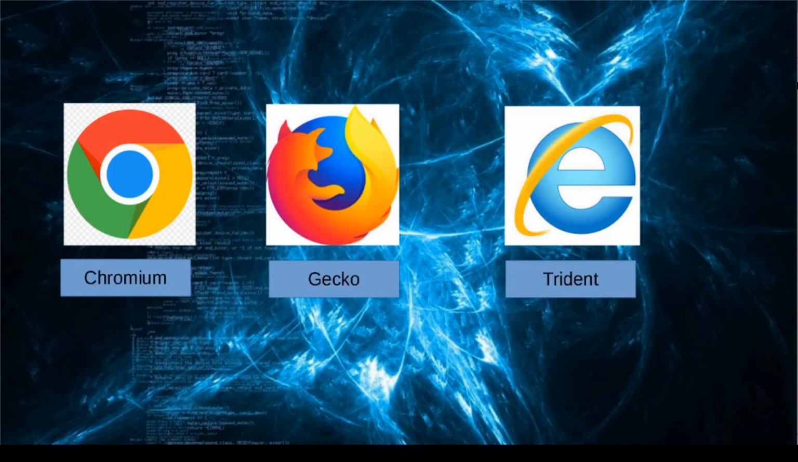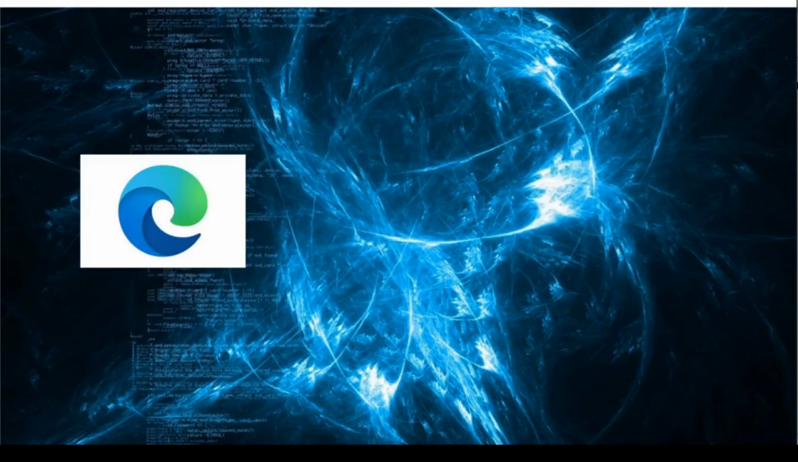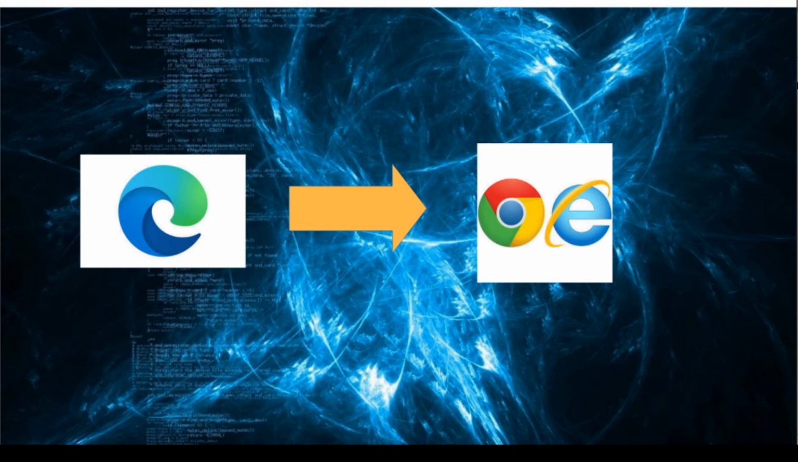So what's changed in 2020 is Microsoft has moved away from their own rendering engine that was driven by Internet Explorer, and they've moved to the same engine that Chrome uses, the Chromium engine, to render web pages. This is great because it means that all of the existing modern pages of today will render perfectly fine in Microsoft Chromium Edge. The problem is, what about all these legacy applications?